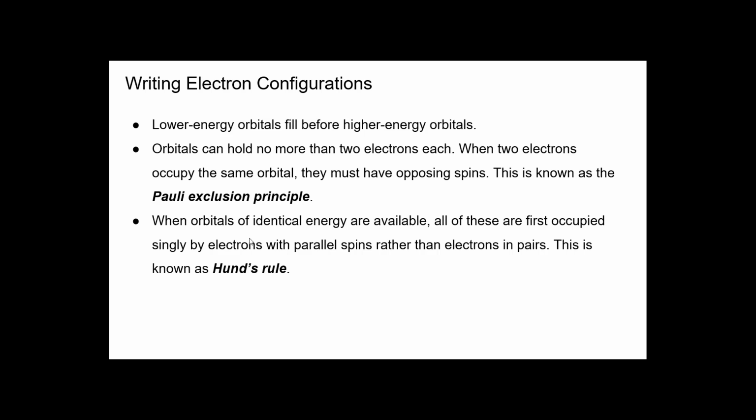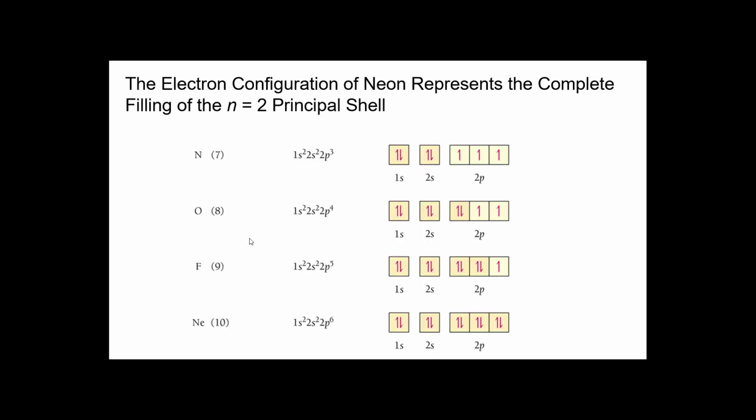We put them in separately before we add more. That's Hund's rule, and they all have to be in the same spin, the same direction. So this would be a perfect example of Hund's rule. We put them in separately, but we face them all in the same direction. Well, what happens if we start expanding?